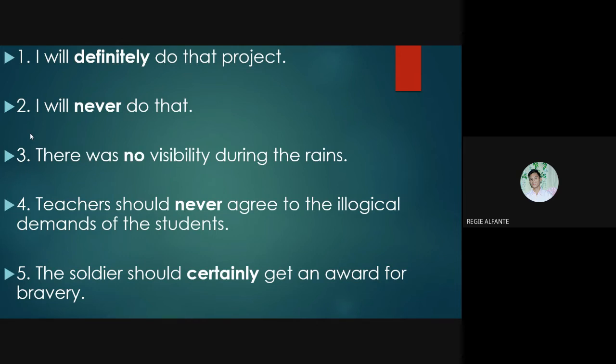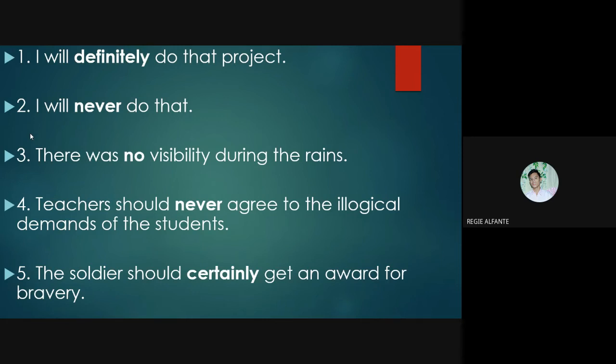So remember that affirmation and negation: negation is disagreeing, and affirmation is to agree. So no in this sentence, there was no visibility during the rains. No negates that state of being able to see during the rains. So maybe it is foggy or something. So therefore, no is an adverb of negation.